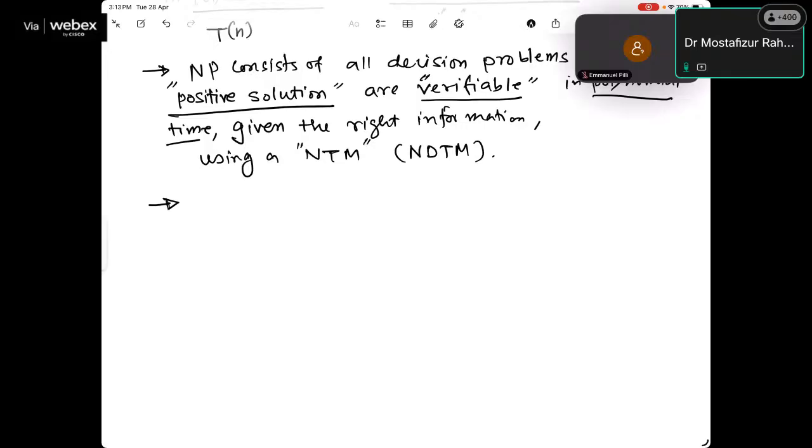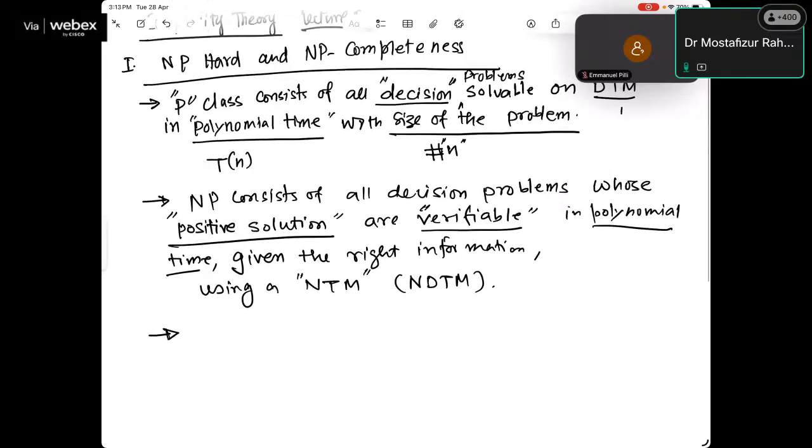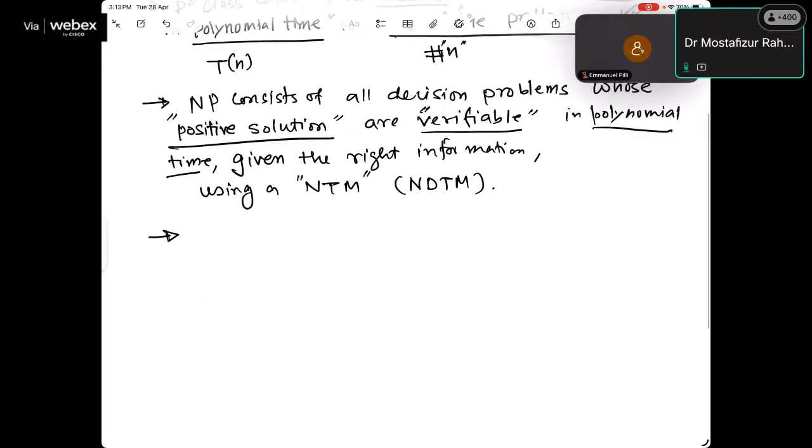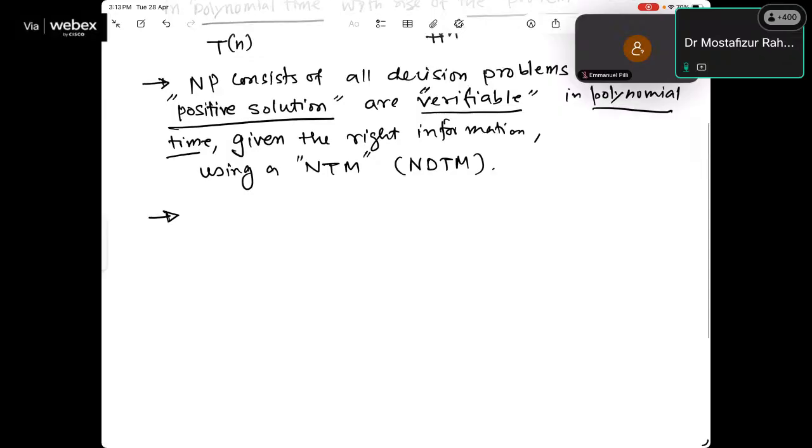Of course, because the deterministic case is just a special case of the non-deterministic case, we can easily say that the P class is a subset of NP. But whether P equals NP or not is a millennium question. This is not proven. Rather, many scientists say that NP does not equal P. It is actually a conjecture.